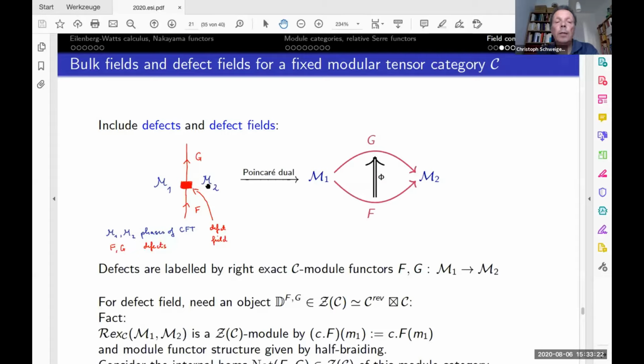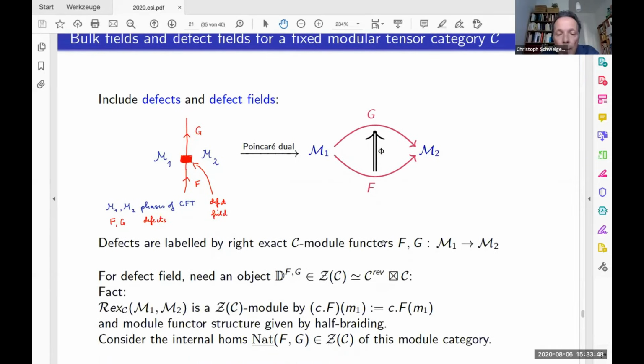Such a defect needs labels, and it is a very obvious idea to choose right exact module functors as labels. So we have here a defect of type F, which is a right exact module functor from M1 to M2, and a defect of type G, which is another module functor, and we need to produce from these data some object in the Drinfeld center, which has the property that, for example, if F is equal to G, we get a Frobenius algebra.